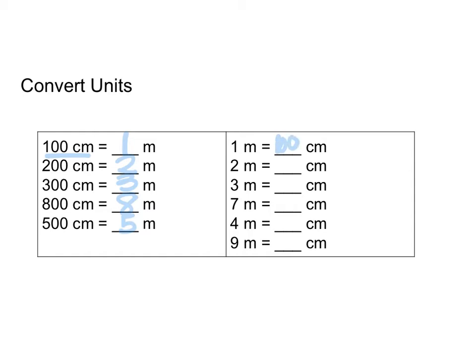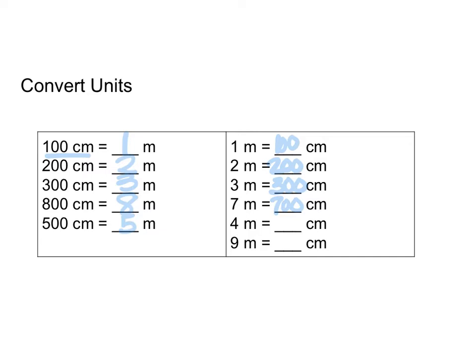How about 2 meters? Again, on your whiteboard, you should have written 200 centimeters. 3 meters is equal to 300 centimeters. You should be getting the rhythm of this here, right? 7 meters, 700 centimeters, or 7 times 100.